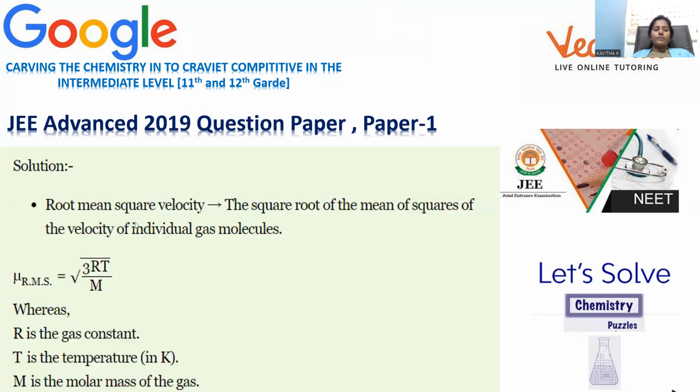Let me check how it is possible. Root mean square velocity definition: the square root of the mean of the squares of the velocity of individual gaseous molecules. That is called root mean square velocity, which is given by the mathematical formula URMS is equal to under root 3RT by M. R denotes the gas constant, T is the temperature on the Kelvin scale, M denotes the molar mass of the gas. It is the molar mass, right?